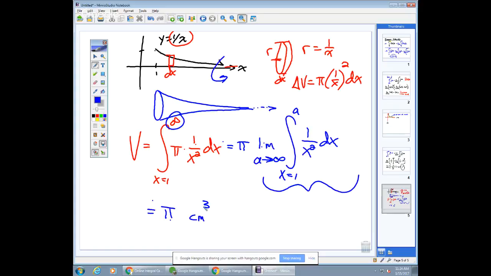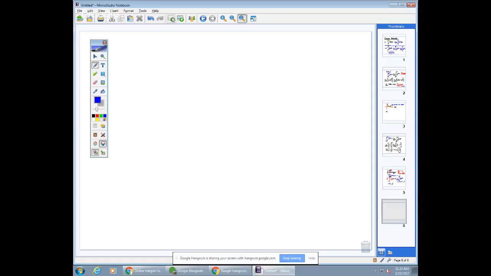Okay, so let's find the surface area now. We can fill it with paint, but how much paint do we need to cover the outside? Okay, so let's figure that out. Surface area is a wee bit more complicated.